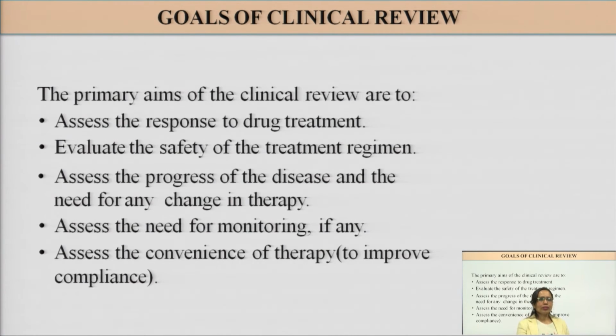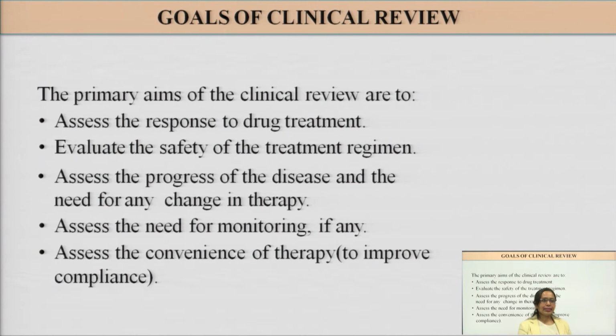So, what are the goals of this clinical review? Let us know. The primary aims of the clinical review are to assess the response to the drug treatment, right. What is the main target? What is the main aim of this clinical review? That is for the drug treatment, and we have to assess the response to that particular drug treatment, how much the patient is responding to the drug treatment. Then, along with that, we have to evaluate the safety of the treatment regimen.